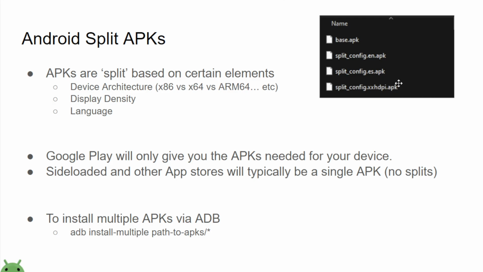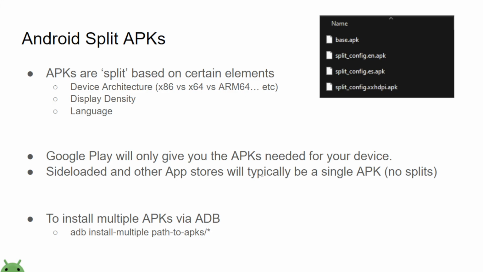So in this case, I was an XX high DPI device because it was a Pixel Pro, and I had English, and I don't know why I added Espanol to Paso. I have that keyboard selected as a second language. But there you go. It did not give me something like Chinese. It didn't give me Japanese. It didn't give me low DPI or other DPI configurations. It didn't give me any architectures, but that's because this app doesn't have any native libraries.